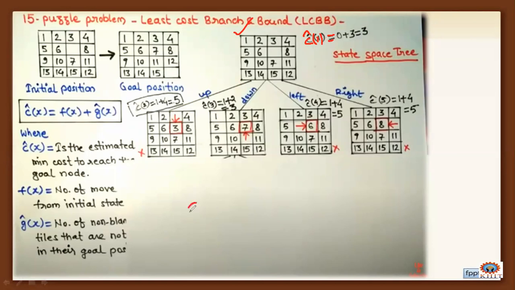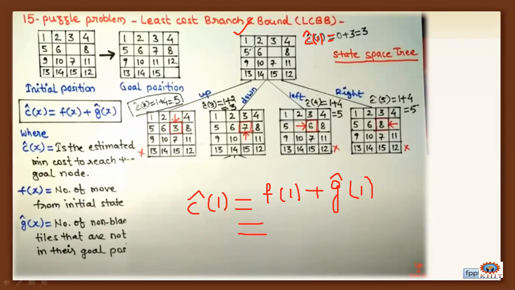So how to find the value of C cap of X? X means node 1. C cap of X equals, what is the formula? F of X plus G cap of X. Here F of 1 plus G cap of 1, because X value equals 1. Now find the value F of 1. F of 1 means the number of moves from the initial state.